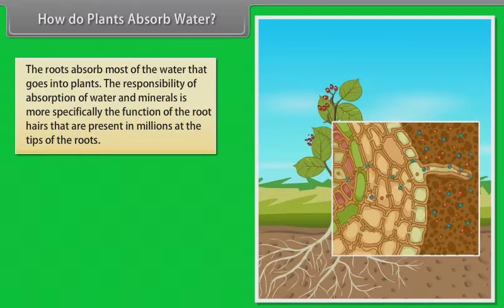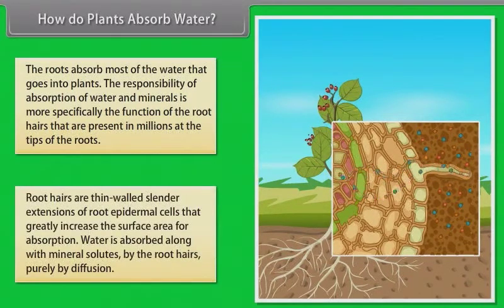The responsibility of absorption of water and minerals is more specifically the function of the root hairs that are present in millions at the tips of the roots. Root hairs are thin-walled, slender extensions of root epidermal cells that greatly increase the surface area for absorption. Water is absorbed along with mineral solutes by the root hairs, purely by diffusion.